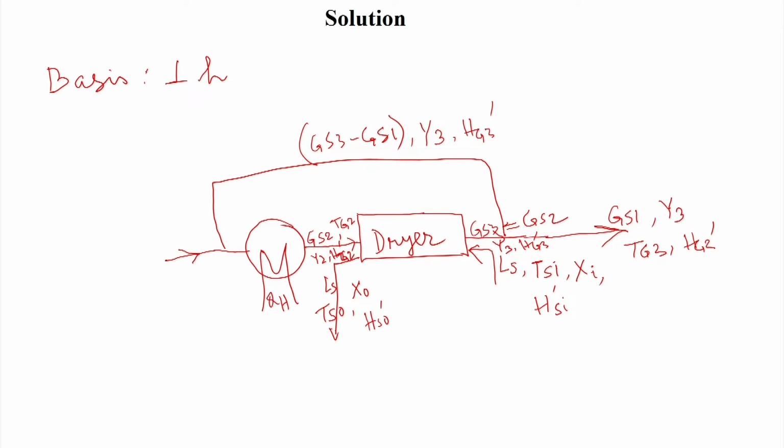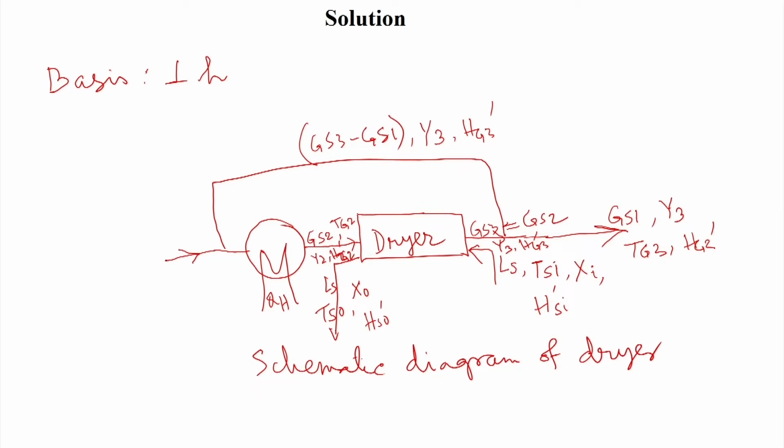Okay. So this is the schematic diagram of the continuous dryer. This is the important part of solving the problem, the schematic diagram.